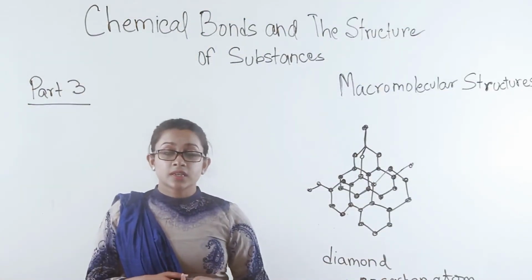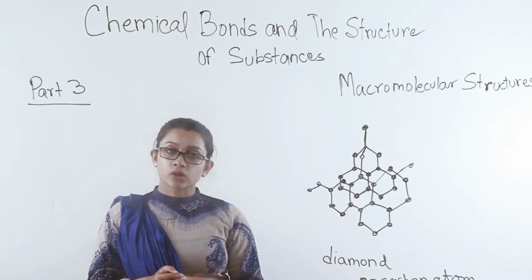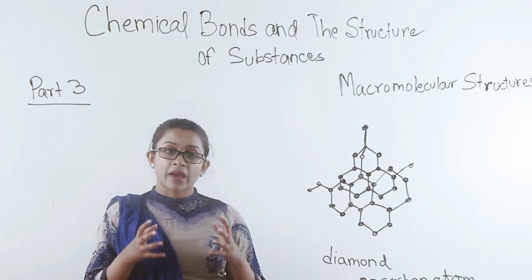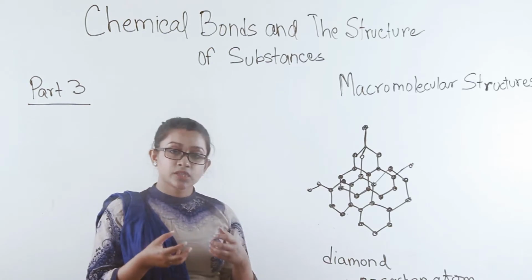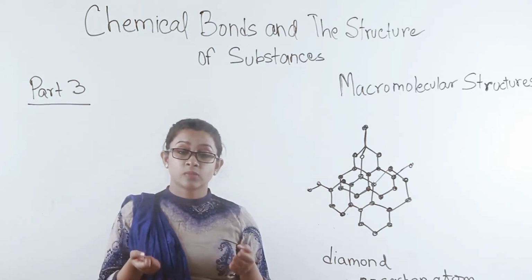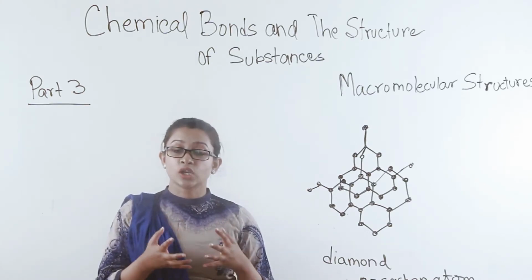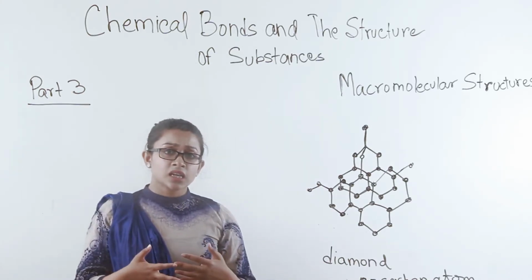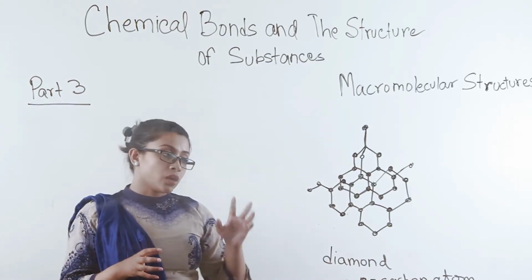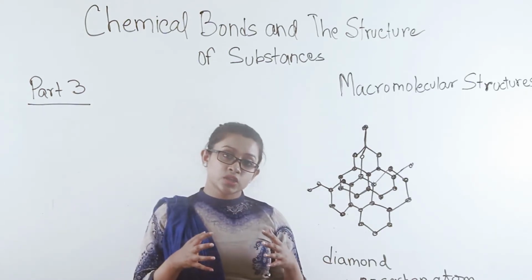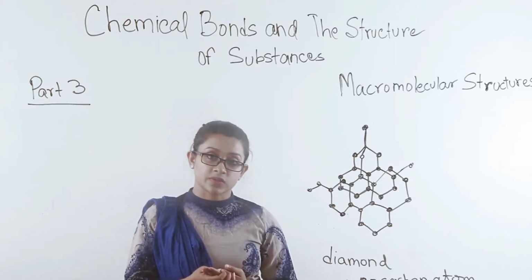Guys, in this part we discuss macromolecules. What are macromolecules? The word macro means big. So macromolecules are big molecules. These are molecules that are held together by strong covalent bonds, as a result of which they are also known as giant covalent molecules. Now, diamond is a macromolecule. In diamond, one carbon atom is joined by strong covalent bonds to 4 other carbon atoms.